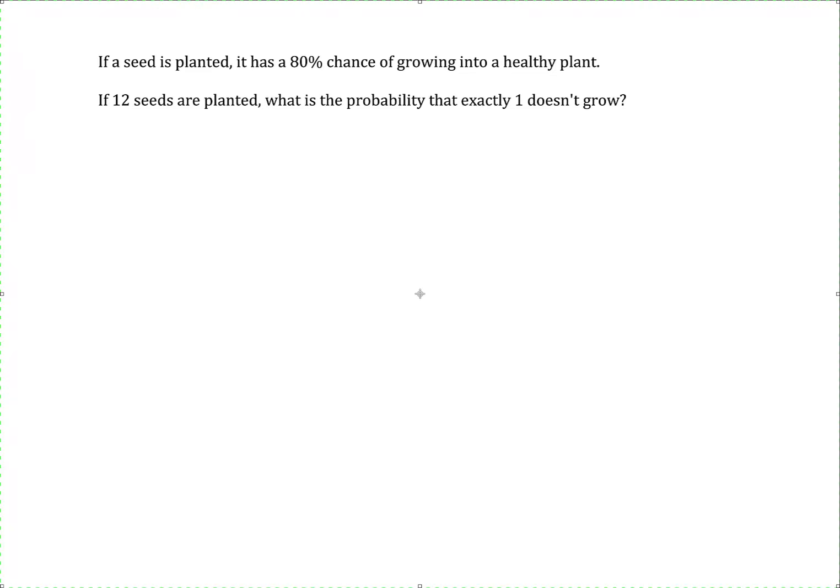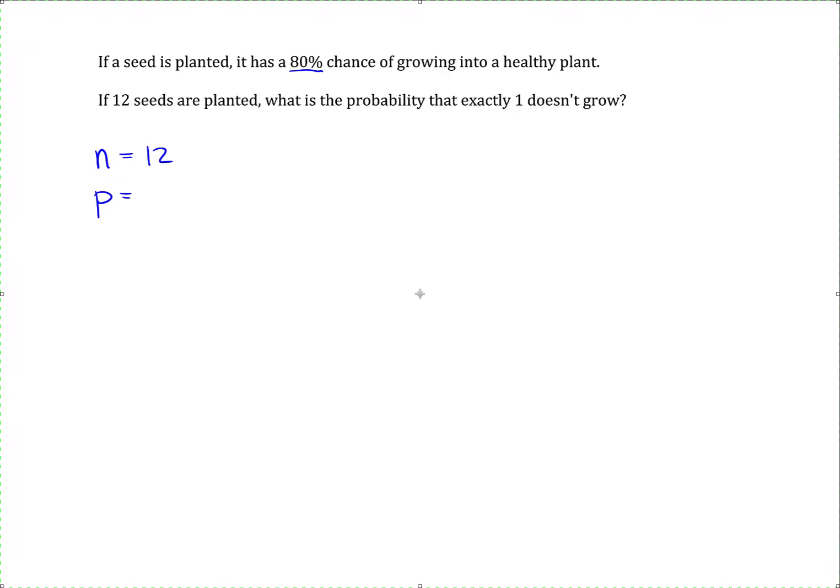the binomial distribution requires two main inputs, n and p. So n is the number of trials, so we're planting 12 seeds. p is the probability of success. So there's an 80% chance of growing into a healthy plant.